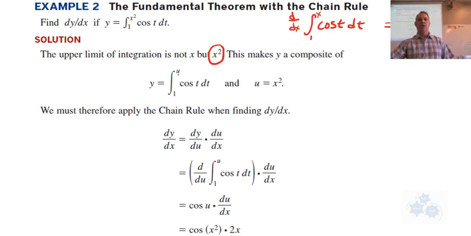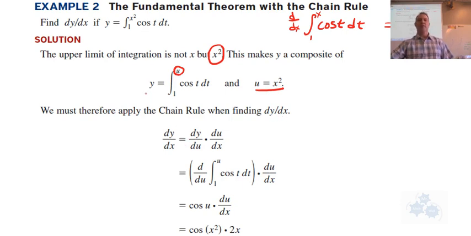So we're going to change this x squared, we're going to make it into u. It's sort of like the u substitution. It's a little bit different, but when we're substituting with the limits there, it's sort of similar. So we must therefore apply the chain rule when finding dy dx.